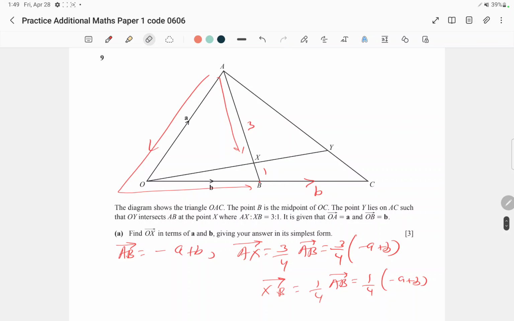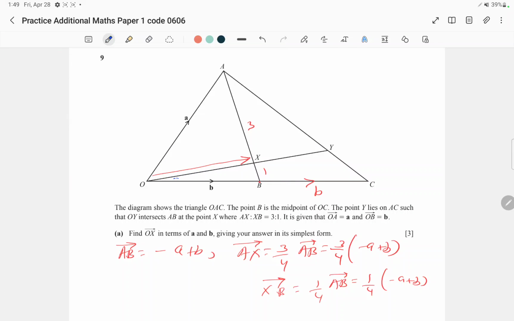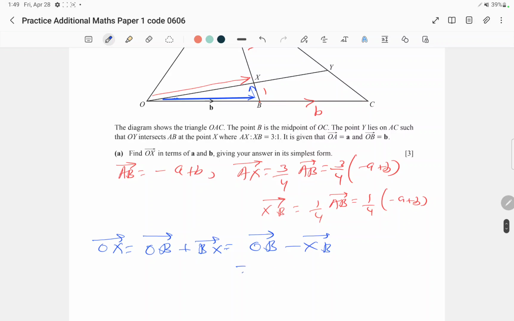That's great. Now we will come to our question. Our question says find OX. So we have to find this vector, but we can follow this path. We can go this direction and then we can go to this direction, right? So I will write OX as OB plus BX, right? So here I can write OB, and BX we can write XB. OB is B and XB is already here, which is 1/4 minus A plus B.